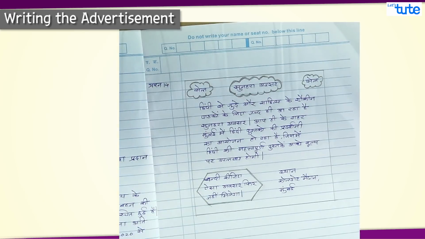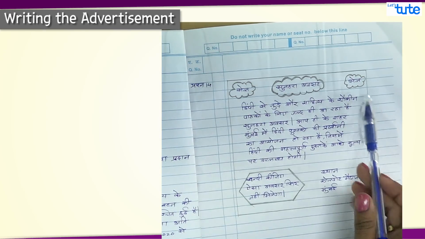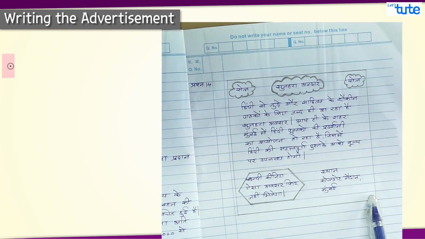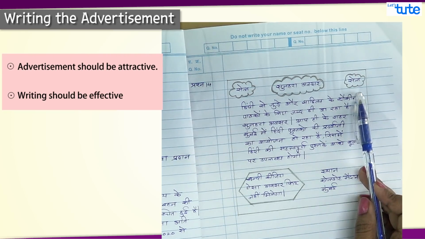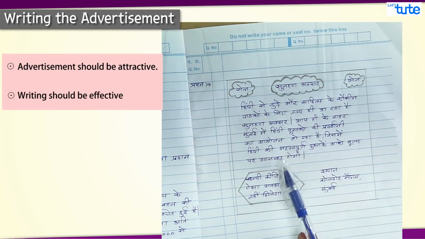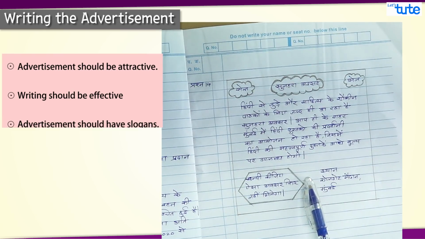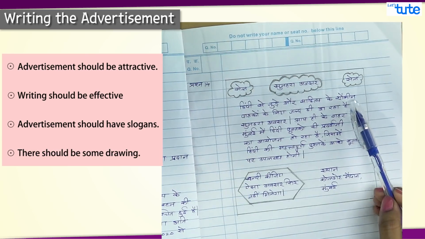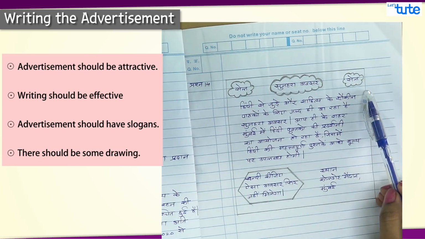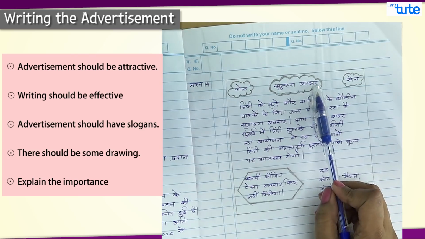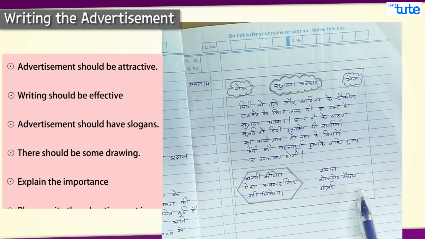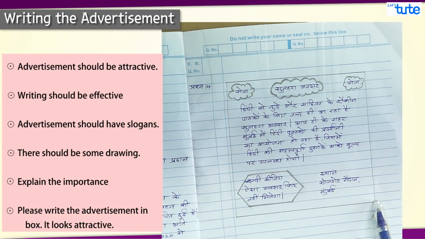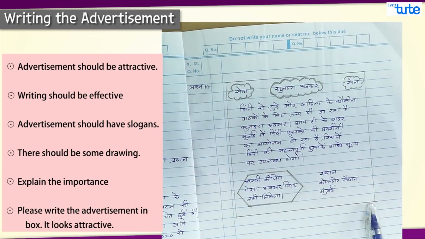Now there are some things you should keep in mind while writing the advertisement. First, the advertisement should be attractive. Second, the writing should be effective but the words should be few. Third, the advertisement should have some slogans. Fourth, there should be some drawing. Fifth, we should explain the importance of the thing which we are advertising. And sixth, please write the advertisement in a box. It looks more attractive.